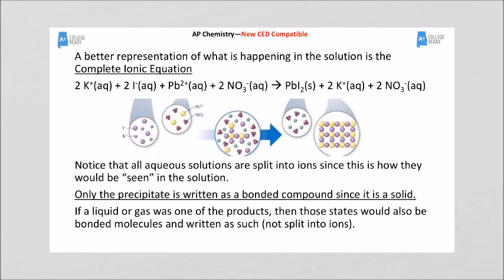A better way to write this is called a complete ionic equation. The complete ionic equation shows you what everything would really look like in the solution if we could see it. Remember, if we have a coefficient, like the 2 in front of KI, we have to distribute that. And for Pb(NO3)2, where NO3 was in parentheses with a 2, we have to distribute it, we can't leave those parentheses there with the 2 subscript.